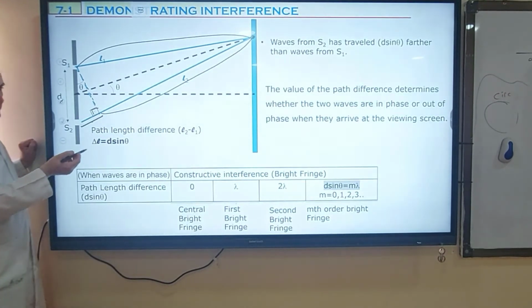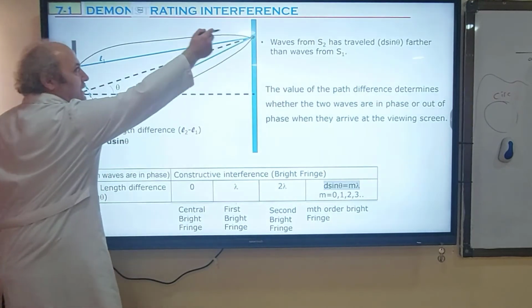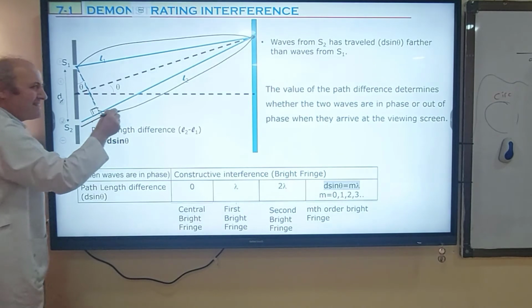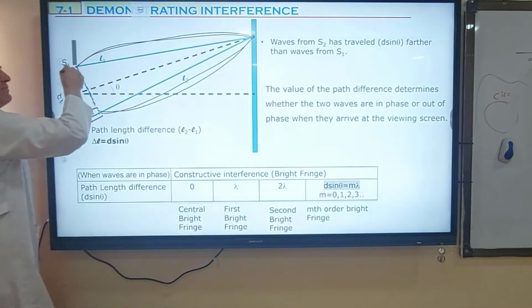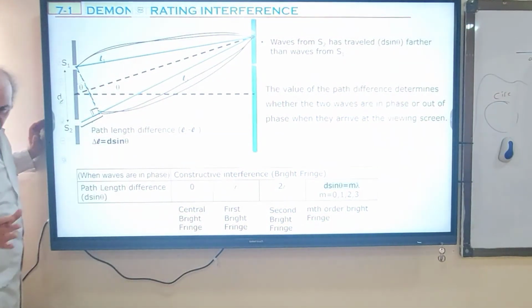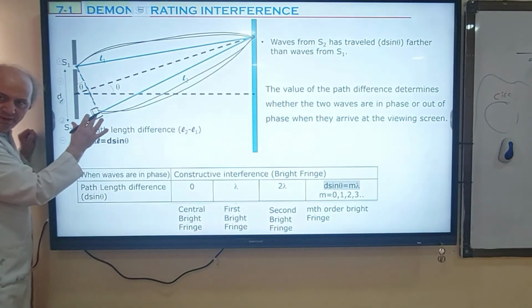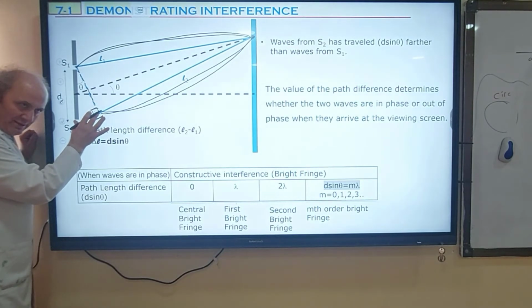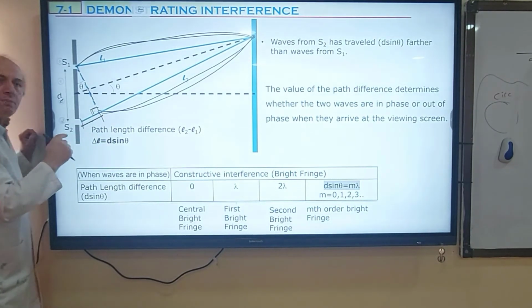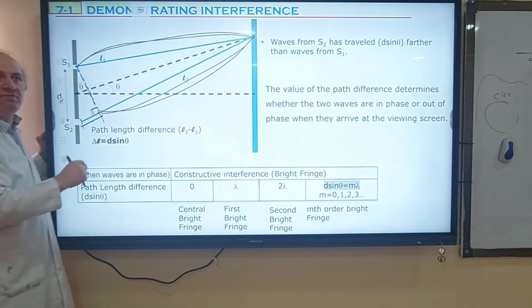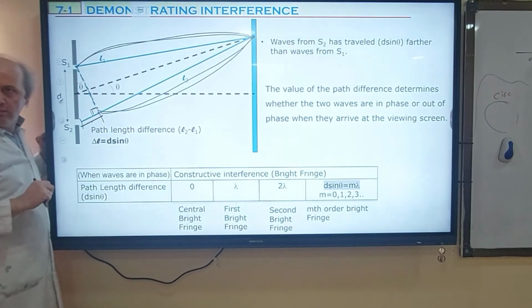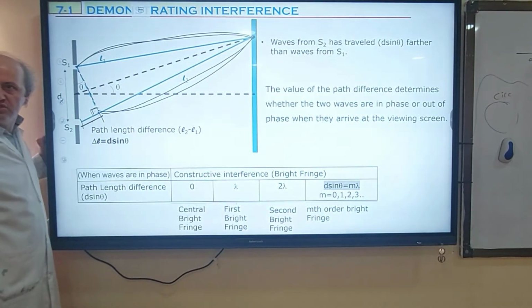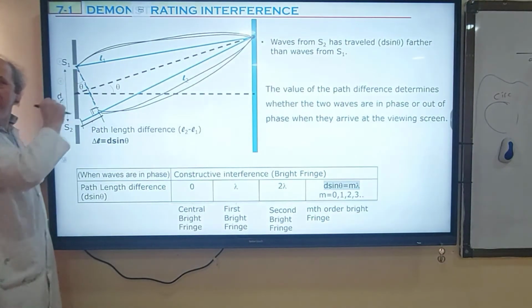Which one is longer? L2 is longer than L1. If I draw a dashed line perpendicular to this one, this length and that length become almost equal. In this case, this additional part is going to be the difference in lengths. And here, that length is going to be the path length difference between L2 and L1. How can I calculate that length in terms of the separation between the slits and theta?